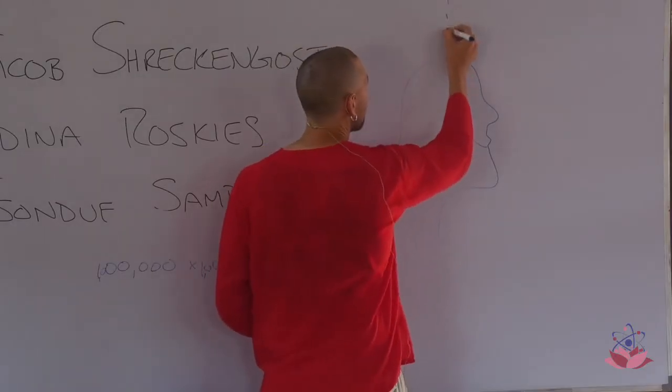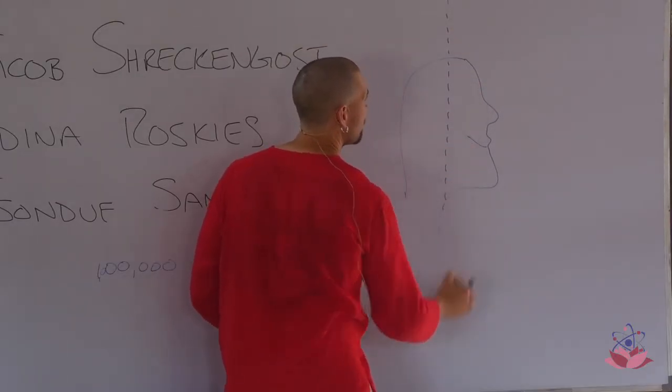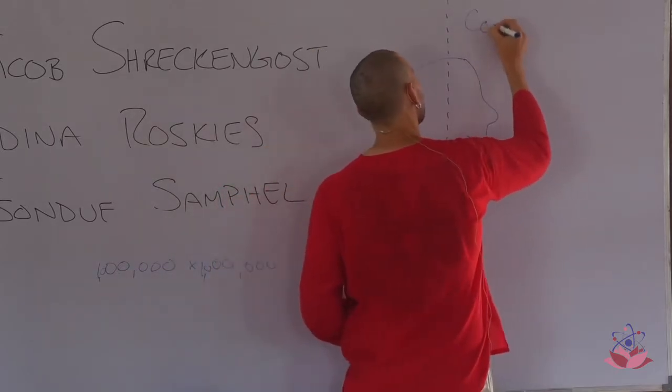So we have a plane that comes down through the brain like this, and we call this a coronal section.